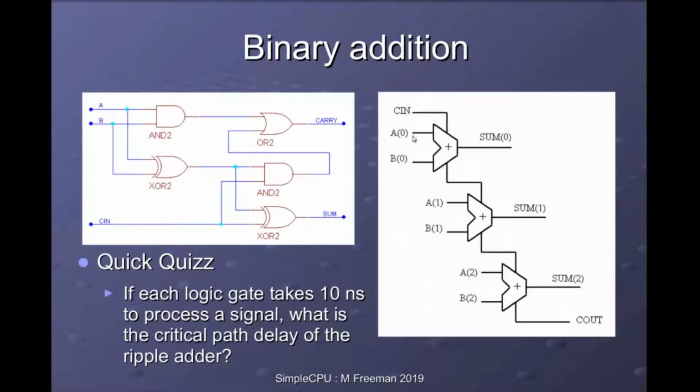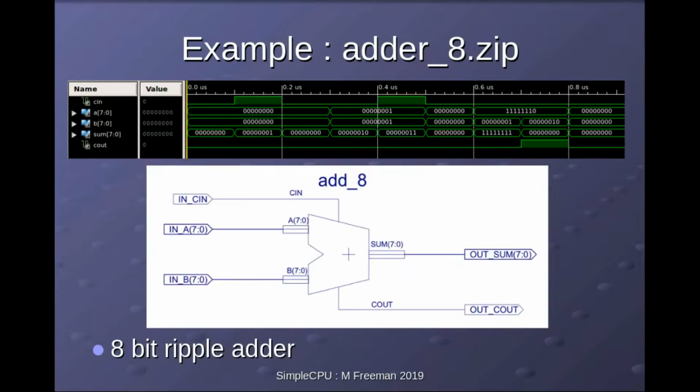So you've got 3 logic gates delay for this full adder, then 2 gives me 5, then another 2 gives me 7. So 7 logic gates delay, or if each one takes 10 nanoseconds, 70 nanoseconds before I have a stable final output. As always, there's an IC project to help you work through the ripple adder.